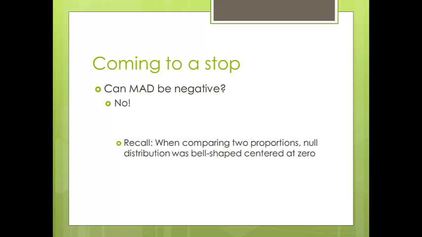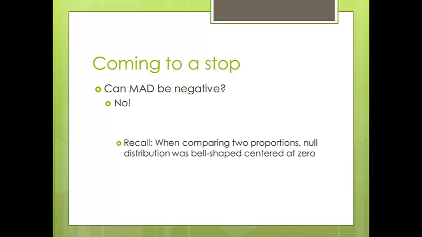As we think about the MAD statistic and its distribution when the null hypothesis is true, one of the key questions we have to ask is, can the MAD statistic be negative? And the answer is no. We're averaging positive numbers together, so the MAD statistic is always going to be positive. Remember, when we compared two proportions, the null distribution was bell-shaped, centered at 0, meaning that about half the time the value of the statistic was negative if the null hypothesis was true. That's not going to be the case here.